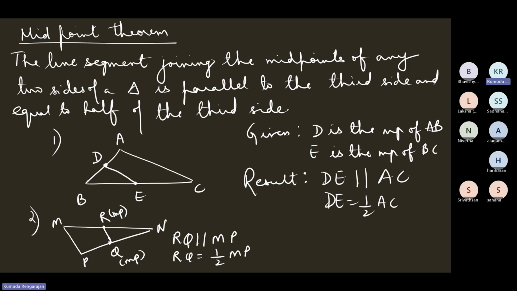So the line segment joining the midpoints of any two sides of a triangle is parallel to the third side and equal to half the length of the third side. So to use the midpoint theorem, we just need to know the midpoints of any two sides of the triangle. If we know that, then we can use the results of the theorem.